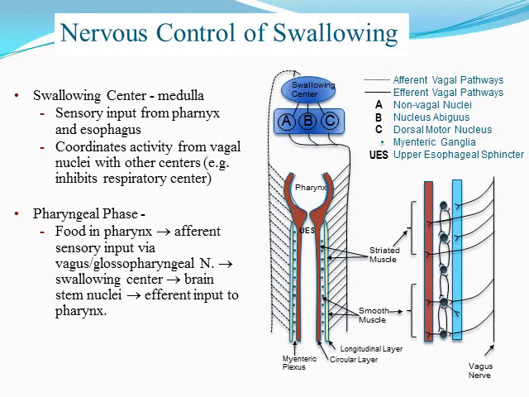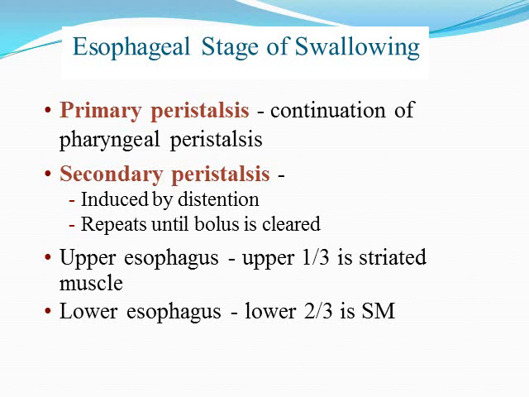The other thing to notice here is the transition from striated muscle into smooth muscle. So there is voluntary control over swallowing in the upper, I think it's 1/3 of the esophagus, and then as you move down into the lower 2/3, then you're transitioning to smooth muscle, and that's where you're going to have the autonomic input.